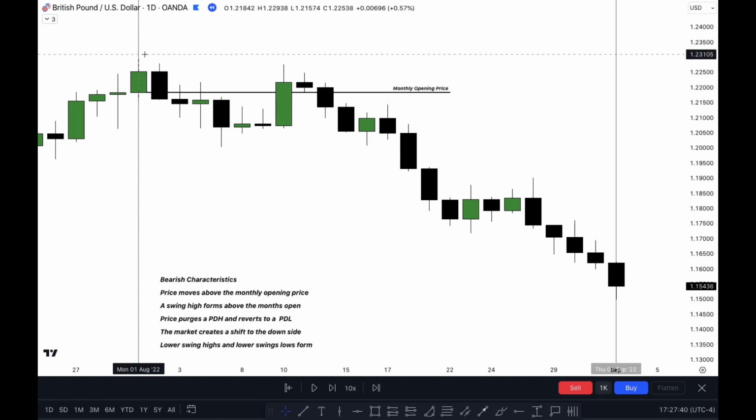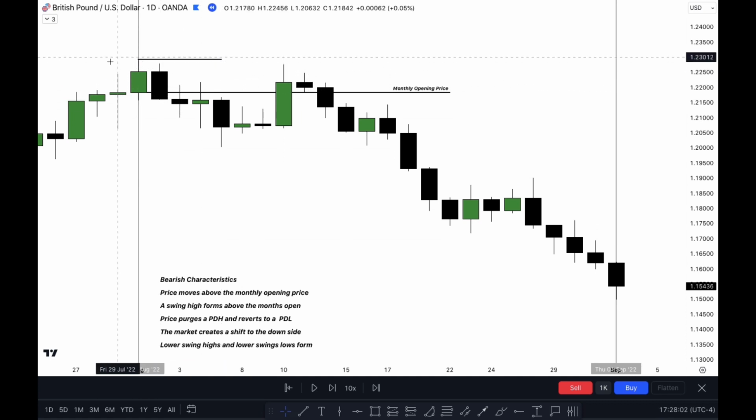It goes up here one time, a second time, a third time, a fourth time, and even a fifth time, and then continues to sell off. So that checks out. A swing high forms above the month's open. Do we have that? We do. We can see the actual start of the month, August 1st, is a swing high formation.